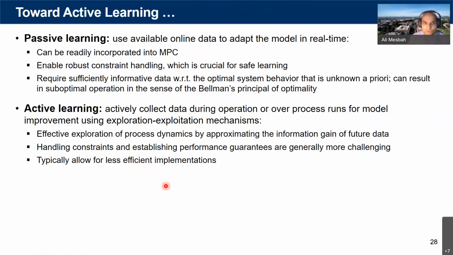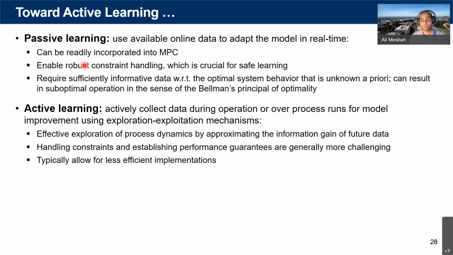So what I presented so far, I basically use the available online or real-time data to adapt the model. This can be regarded as passive learning in the sense that I did not excite the system in order to generate informative data for model learning. I just used the available closed-loop data that I was gathering from the system.